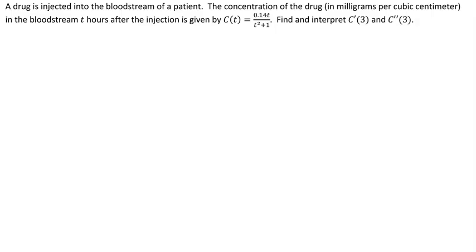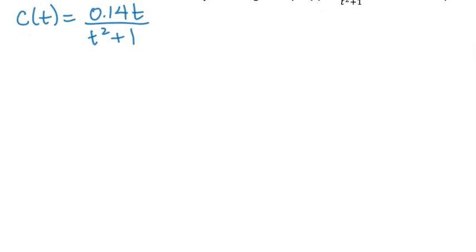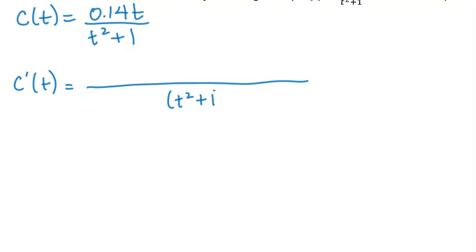I'm just going to jump in and start trying to find those C primes. So our C formula is 0.14t over t squared plus 1. If we want to find the derivative of this function, it is a quotient, so we should use a quotient rule. So we will have the bottom squared, and then in the top we'll have the bottom again, times the derivative of the top, which is just a 0.14, minus the top, 0.14t, times the derivative of the bottom, which is a 2t.